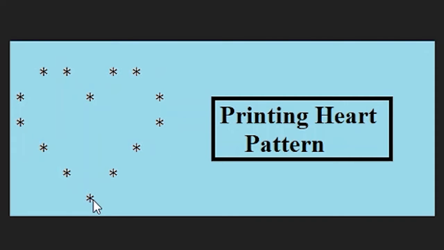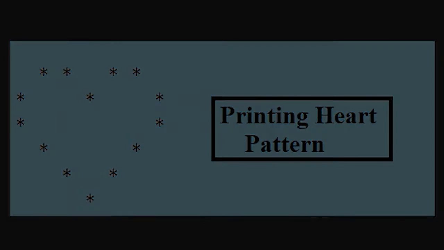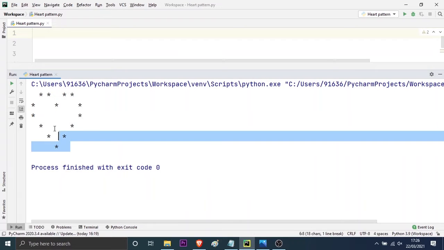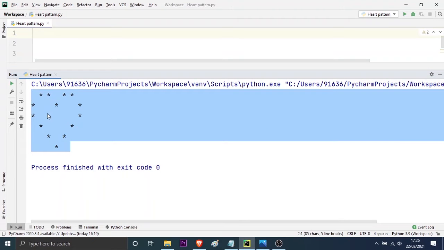And let me show you the output in PyCharm as well. Here, as you can see, this will be the output. This heart pattern, we are going to be executing a program and printing this heart pattern onto the console.